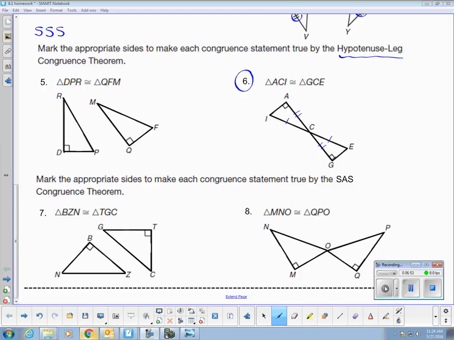In number 8, we need to make the appropriate marks on the sides to show congruency by side, angle, side. So we already have a pair of angles. So now I just need to mark 2 sides, and we'll go ahead and mark side NM congruent to segment PQ from one of the pair of sides. And then the last pair of sides has to be from segment OM and from point O to Q. So segment OQ and segment OM must be congruent for side, angle, side.